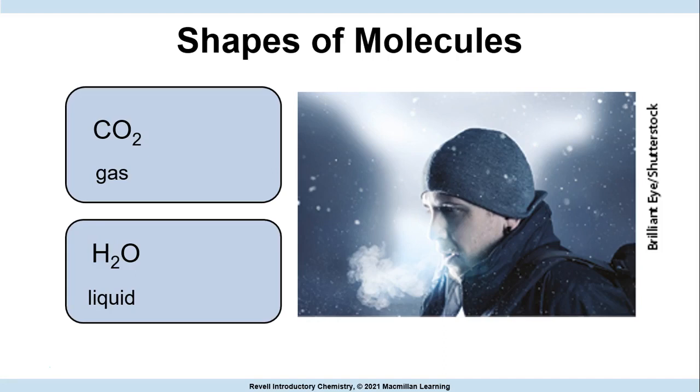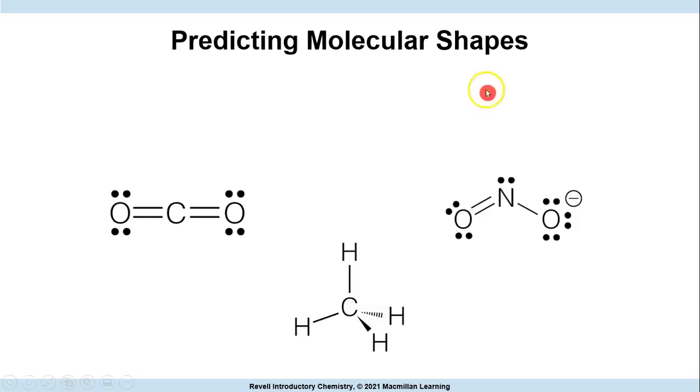And we are also going to look at the polarity. Now let's see how we can predict the shapes of molecules. For us to be able to predict the shapes of molecules, we have to start by drawing the Lewis structure. Whatever we'll be doing here, we are assuming that you already know how to draw the Lewis structure. So if you cannot draw the Lewis structure for any element or for any compound, make sure you go back and practice it before you continue with the shapes.